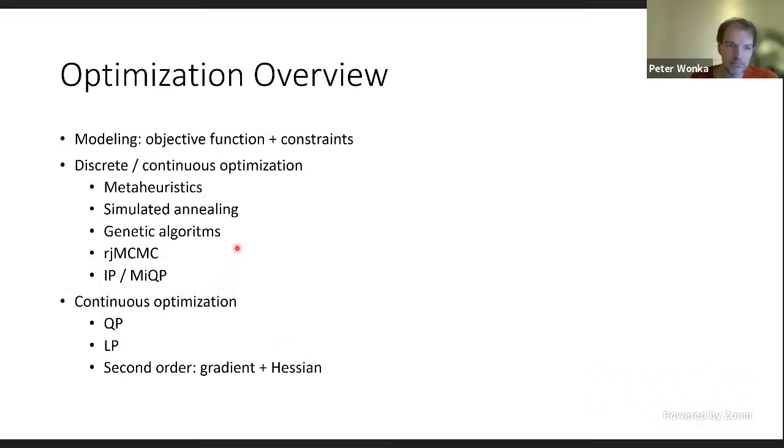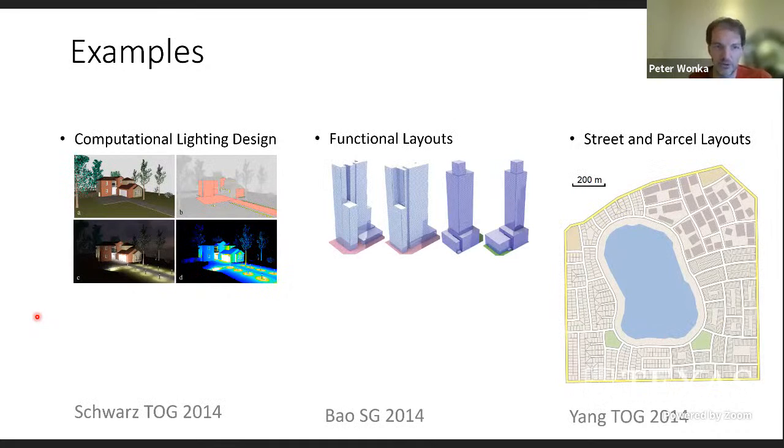Now, after this rule-based modeling, there was optimization. There are two main branches. I would say there's discrete continuous mixed optimization with methods such as metaheuristics, simulated annealing, and genetic algorithms. And there is continuous optimization, such as QP, LP, or some second order methods. So this came a bit after the rule-based modeling. Here are some examples. These are all from collaborators of mine, for computational lighting design, functional layouts, and street and parcel layouts.